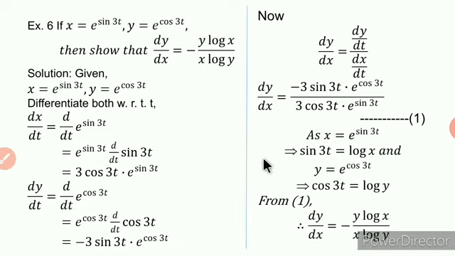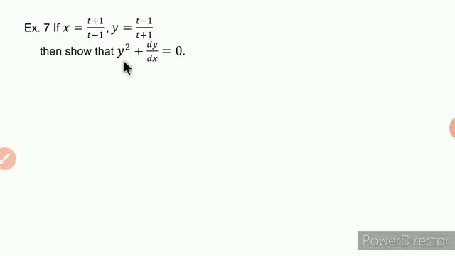Now next example, example 7. If x is equal to t plus 1 upon t minus 1, y is equal to t minus 1 upon t plus 1, then show that y square plus dy by dx is equal to 0.